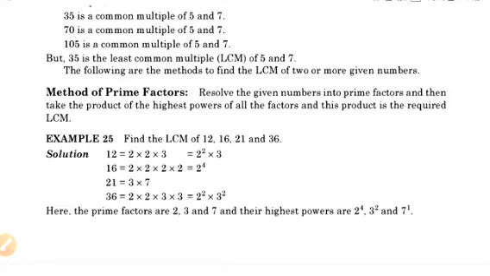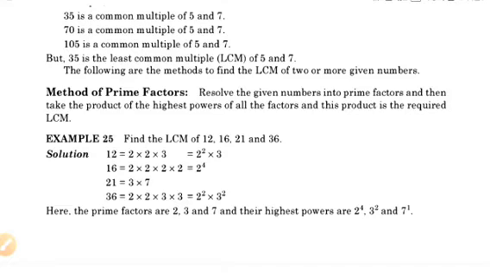So we separately take the prime factors of all the given numbers and then the highest power of all the factors, and their product will give us the required LCM. That is, in example number 25, we are given the numbers 12, 16, 21 and 36. Four numbers are given and we are asked to find its LCM.